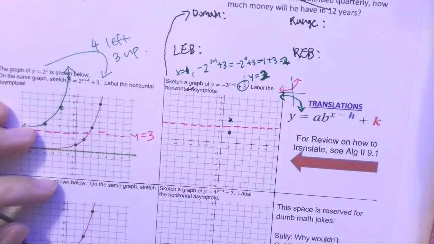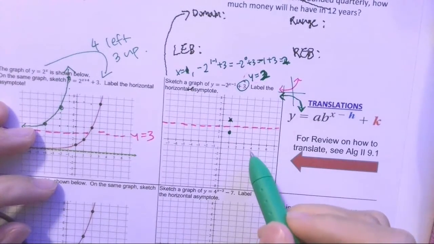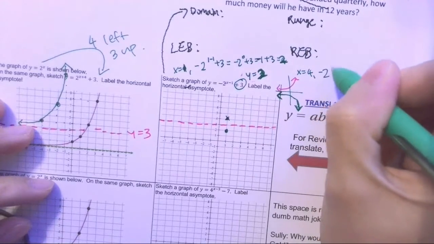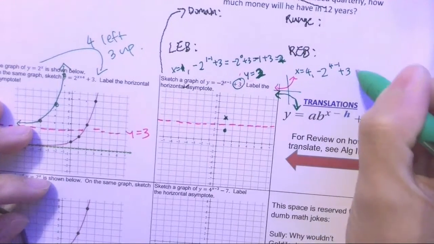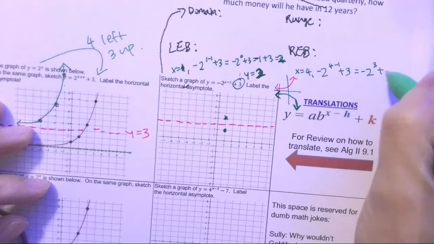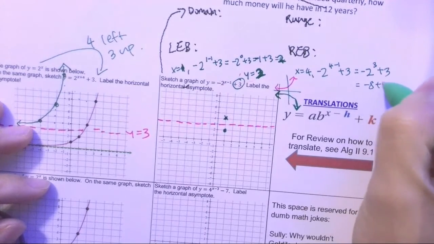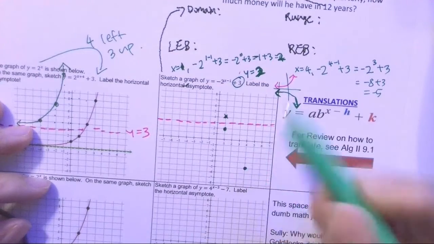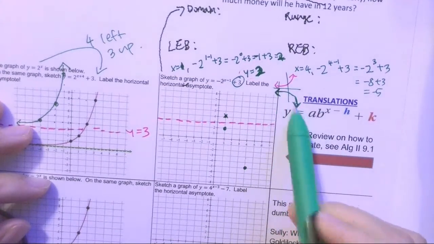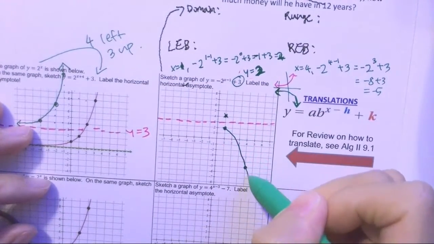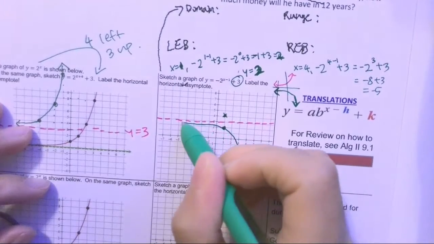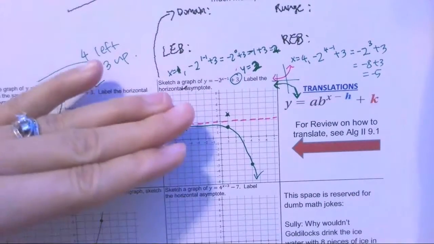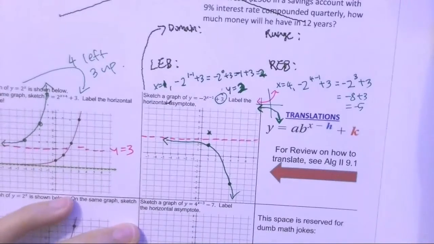And let's pick one more. It doesn't really matter. Let's do 4. Why not? So x is equal to 4, plug it in: negative 2 to the 4 minus 1 plus 3 is equal to negative 2 to the third power plus 3, which is negative 8 plus 3, negative 5. So 4 comma negative 5. I know it looks like exponential decay, so I'm just going to connect it like this. So on Delta Math, just pick any 2 points, and with the horizontal asymptote, you should be good to go.